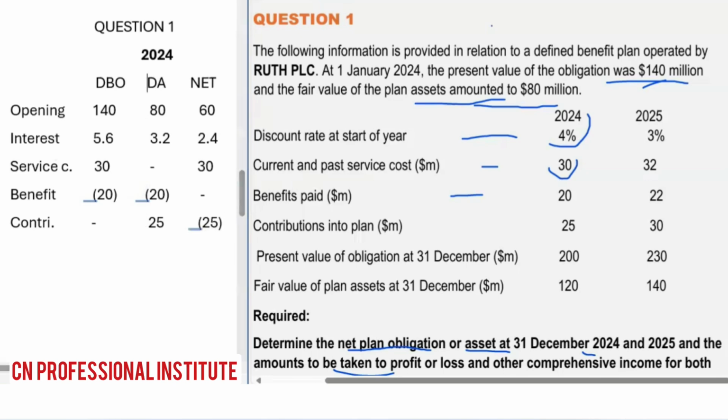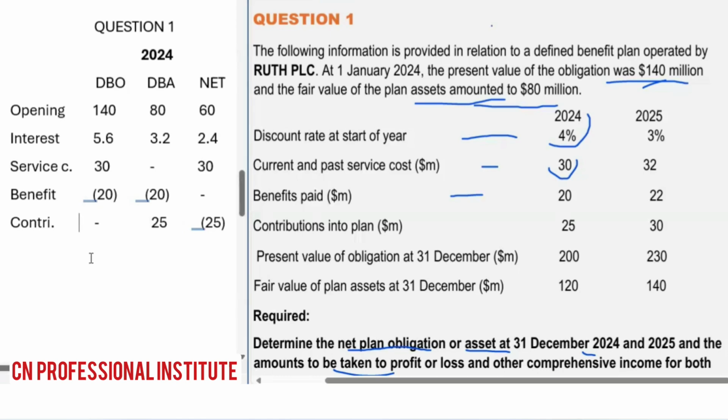So here is, supposed to be, defined benefit asset, DBA. So we have this one here. Basically we've brought all the elements. We brought the opening balance, the interest cost or interest income, the service cost, then the benefit paid out of the plan 20, and then contribution into the plan 25, right?